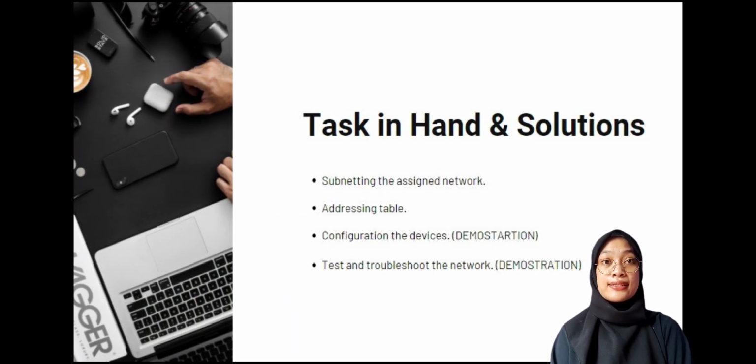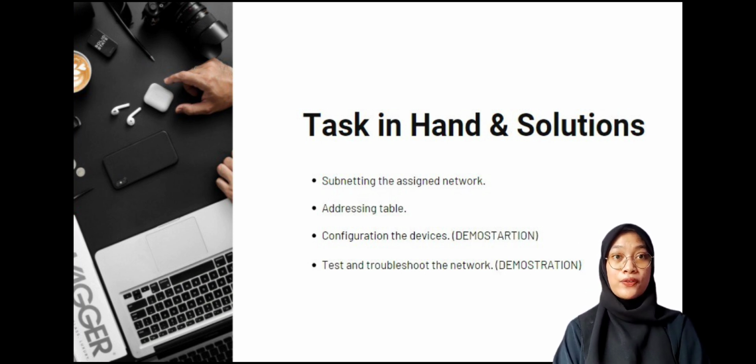Next is our task in hand and the solutions. For this section, we will discuss how to subnet the assigned network. Secondly is the addressing table. Thirdly is configuring the devices. And lastly, test and troubleshoot the network. For the configuration and troubleshooting part, we will show demonstrations using Cisco Packet Tracer. So that's all for our introduction. I will pass this presentation to our next presenter, Muhammad Daniel.